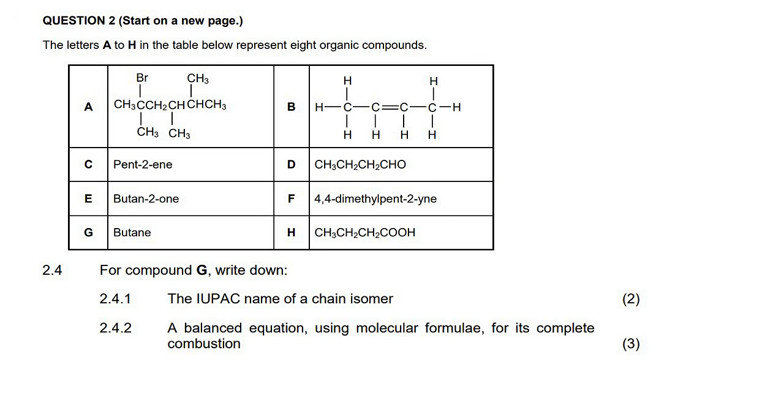Okay, this one says for compound G, which is butane, let's quickly draw that out. It's just a 4 carbon alkane. It's as basic as you get.